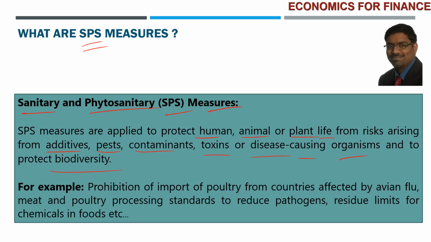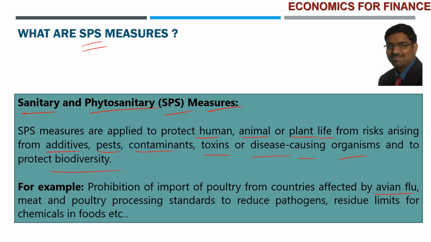Such measures, whatever are taken, are called sanitary and phytosanitary measures. For example, prohibition of import of poultry from the countries affected by avian flu. Earlier there was the bird flu, and at that time poultry from the affected countries was banned, because the imported poultry might have spread avian flu within our country also. So why would we import poultry from such a country? Are we so interested in getting bird flu? Nobody will do that.